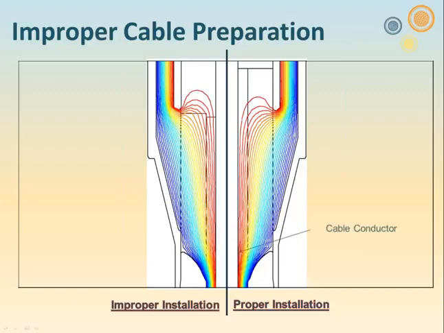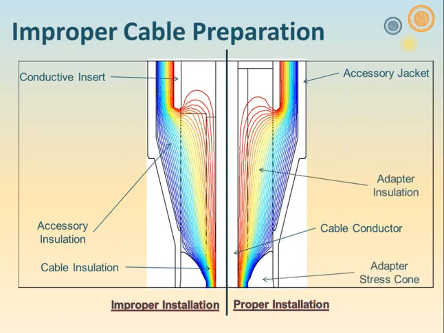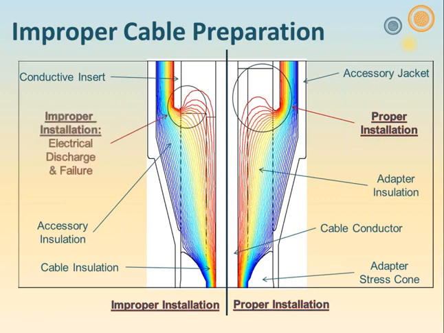Again, we have the cable conductor, and that's the cable conductor on both sides for the proper installation or the improper installation. We have the cable insulation. We have the accessory jacket, the conductive insert, the insulation system of the accessory, the cable adapter insulation, and the cable adapter stress cone. So you look at that plot and everything doesn't look too bad, but let's key in one particular area. On the right side, I'm calling this a proper installation. On the left side, we have a problem.